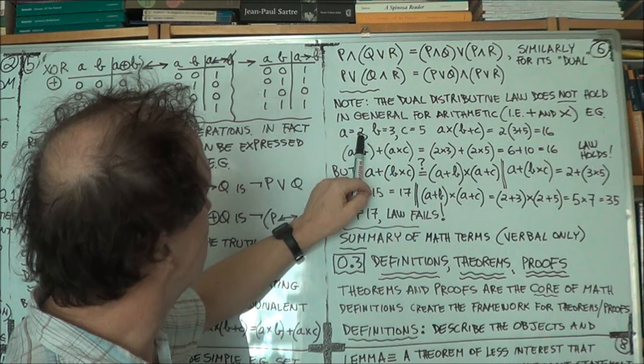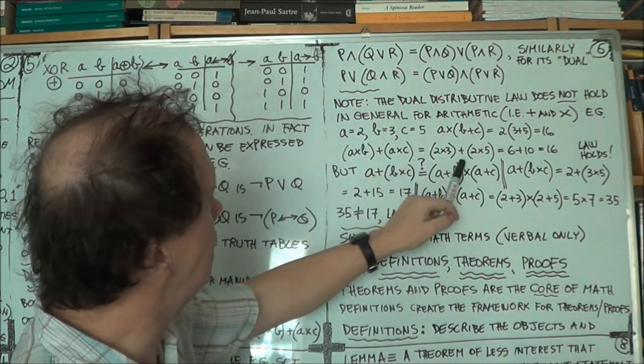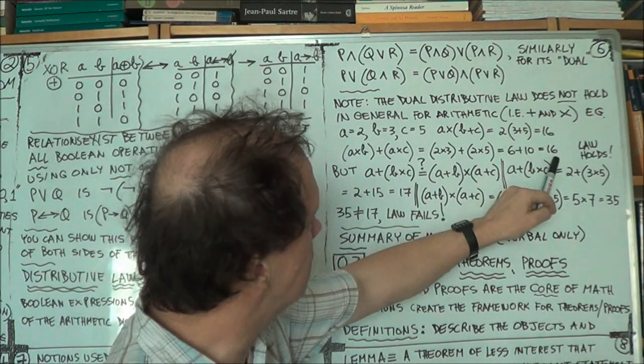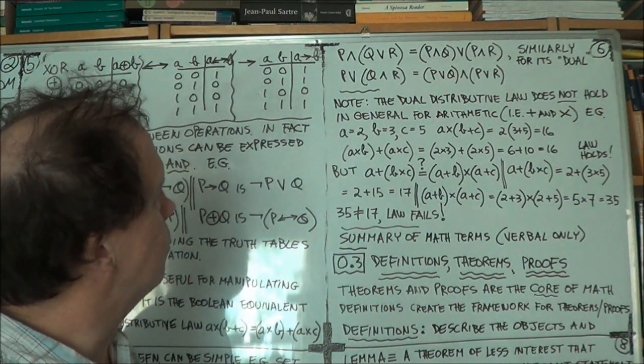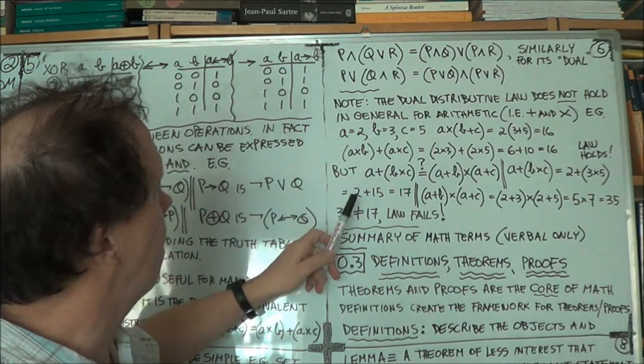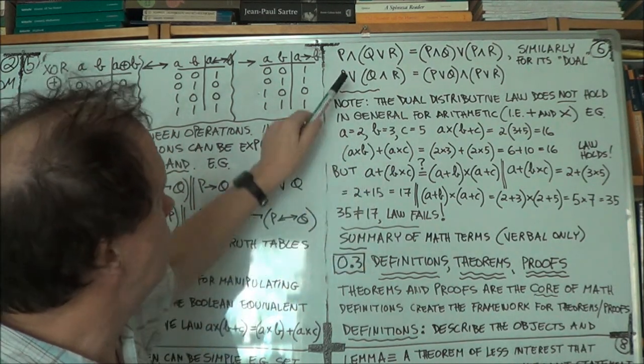2 times C, so 2 times 5, that's 10. Okay, so 6 plus 10, 16. So that works. The rule holds for that particular case. But okay, now let's do the dual.